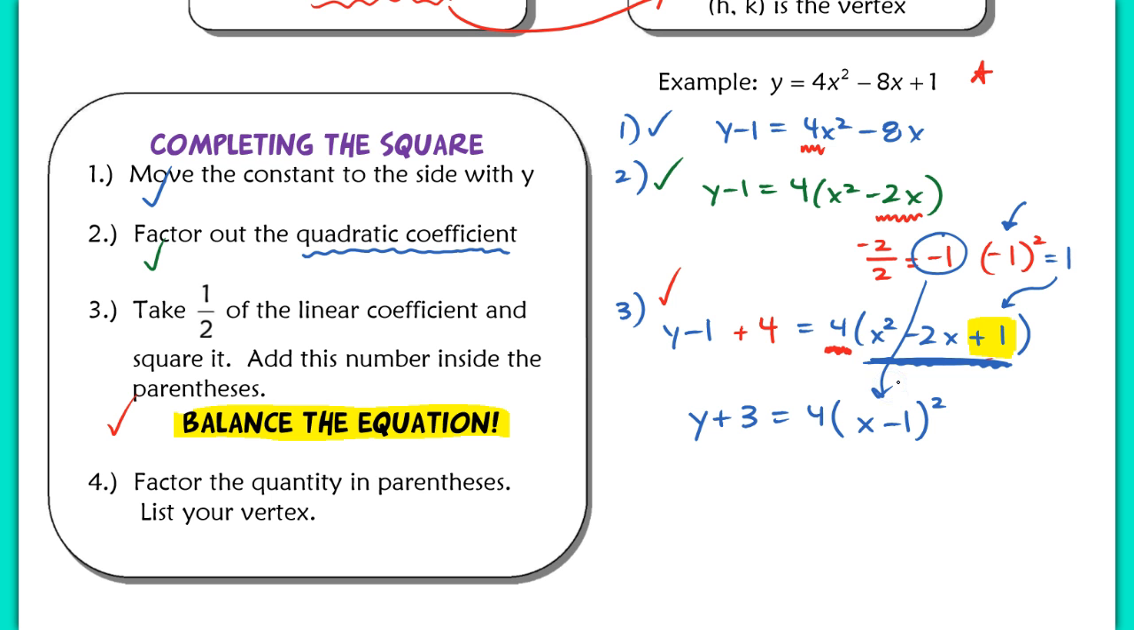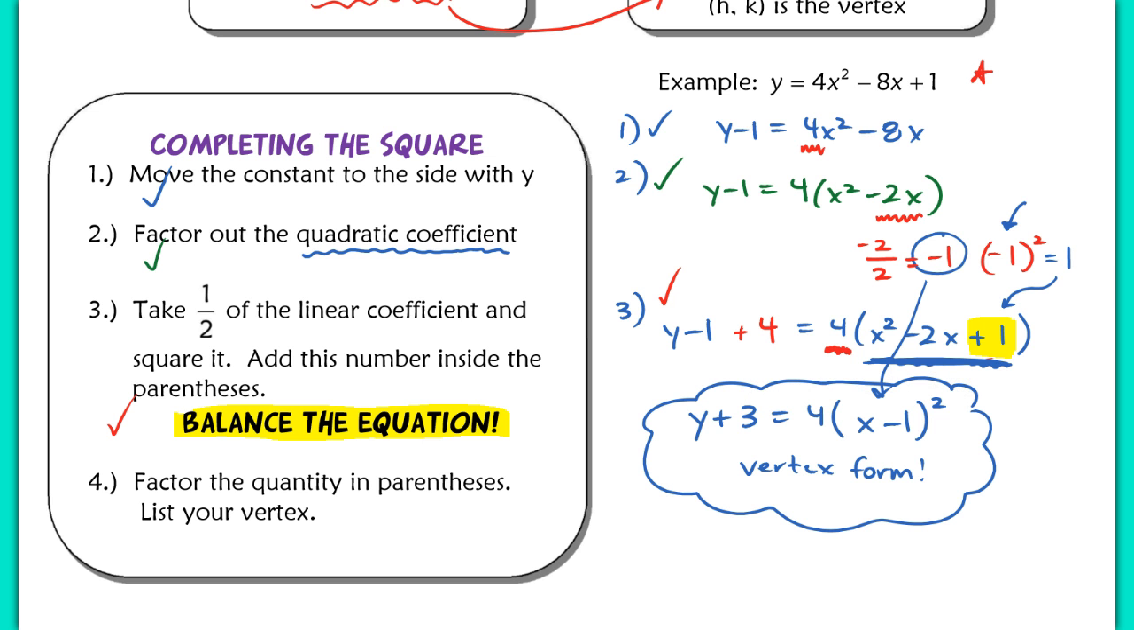Okay, so now we have this in vertex form. Okay, so this is the goal, is to put it into this form here, and we're going to label our vertex. So our vertex is the opposite of the sign inside for the x value here, so it would be a +1. Remember, h, k is the opposite of what's inside here, and our k value, the y coordinate, is going to be -3. It's the opposite of 3. So that's problem number 1, the first example in completing the square.